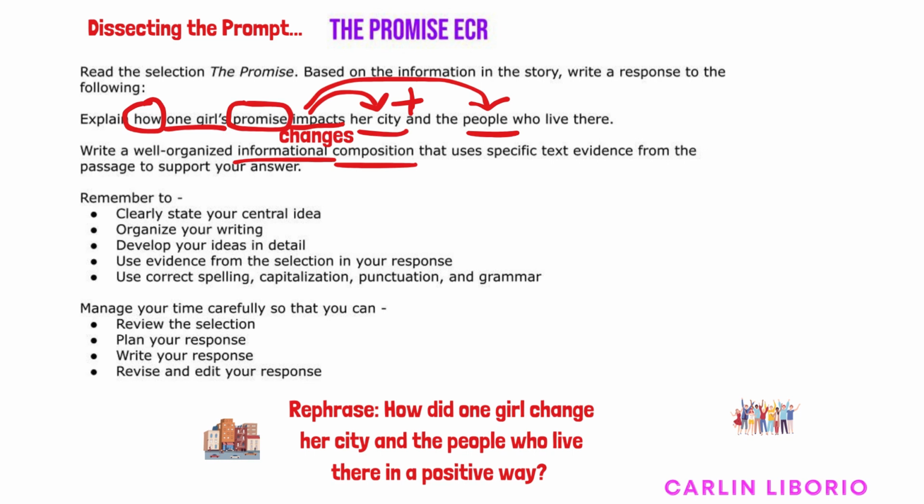This is the prompt that I showed you last time. In the previous video, I showed you how to dissect the prompt. I'm just going to quickly review the prompt: explain how one girl's promise impacts her city and the people who live there. So we talked about simplifying that word impacts to an easier to understand vocabulary word like changes. We also talked about focusing on answering the question about how the girl's promise changed her city and the people who live there. So they have to answer all those parts of the question.